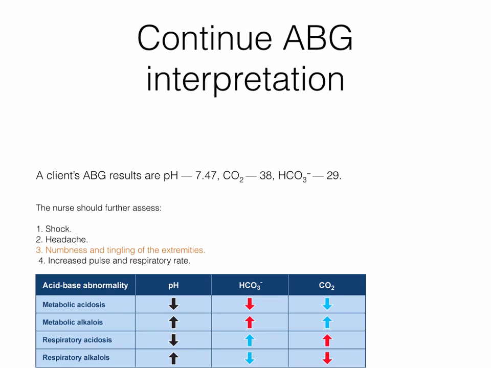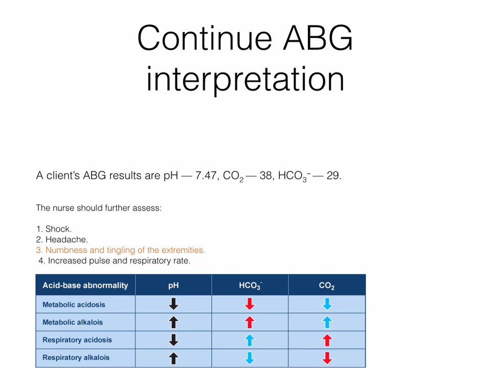A client's ABG results are given, and the question asks what the nurse should assess for. This is one of the styles of NCLEX questions. Here, they are not telling you that these ABG numbers, the pH, carbon dioxide and bicarbonate, are consistent with metabolic alkalosis. But what they are doing is giving you signs and symptoms of metabolic alkalosis. And here it is number three, which is numbness and tingling of the extremities.